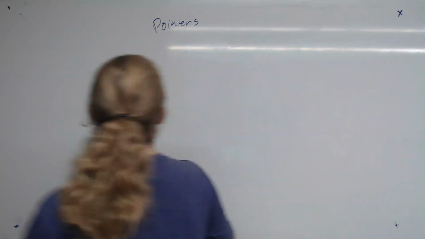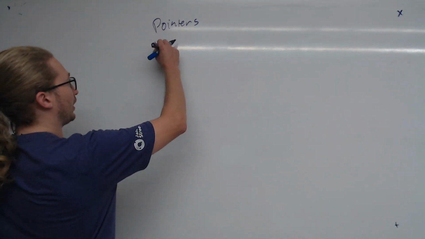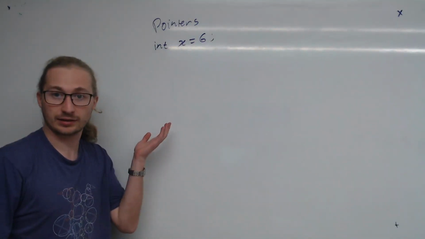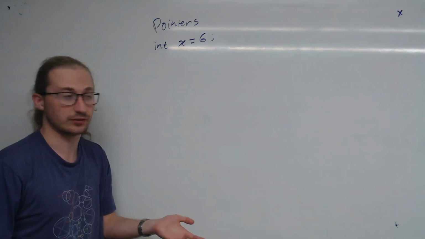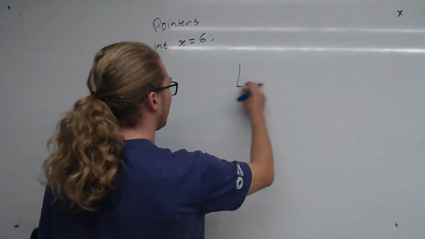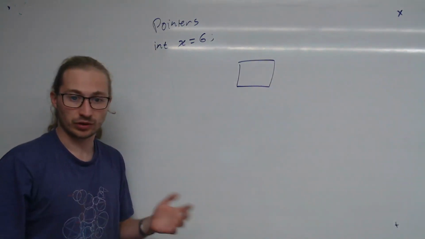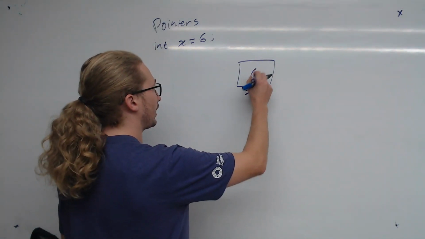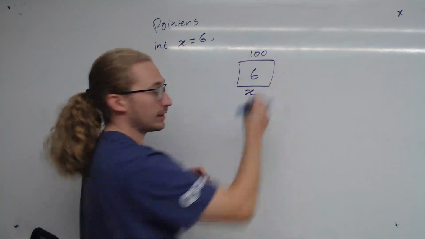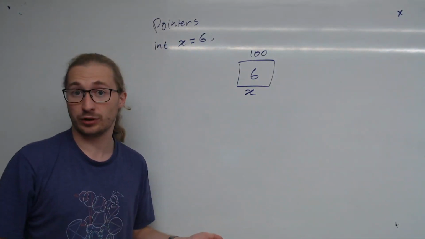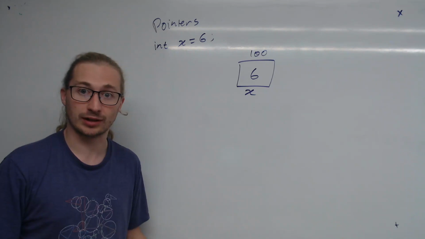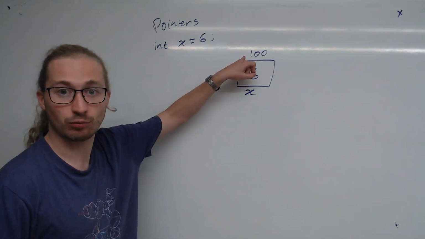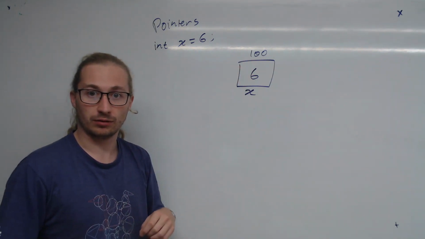To give an example, suppose I declare in C an integer. So I'd say x is an int, and it takes on the value of 6. What does that do in practice? It means somewhere in memory declares a box, and the box is labeled x, it contains a 6, and then x itself has to live somewhere in memory. Who knows where the compiler will decide to put it, but for the sake of example, it lives at memory address 100. So that's what an int is.